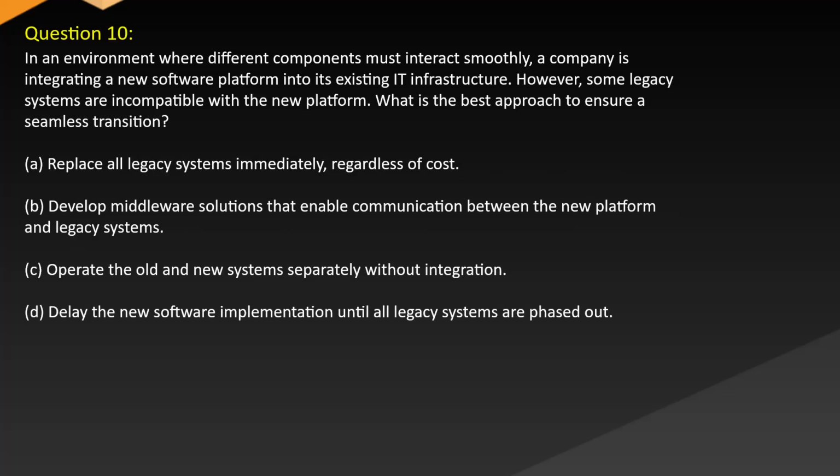Question 10. In an environment where different components must interact smoothly, a company is integrating a new software platform into its existing infrastructure. However, some legacy systems are incompatible with the new platform. What is the best approach to ensure a seamless transition? A. Replace all legacy systems immediately, regardless of cost. B. Develop middleware solutions that enable communication between the new platform and legacy systems. C. Operate the old and new systems separately without integration. D. Delay the new software implementation until all legacy systems are phased out.